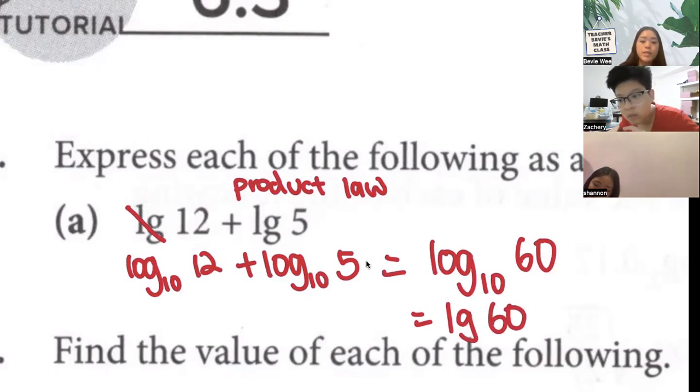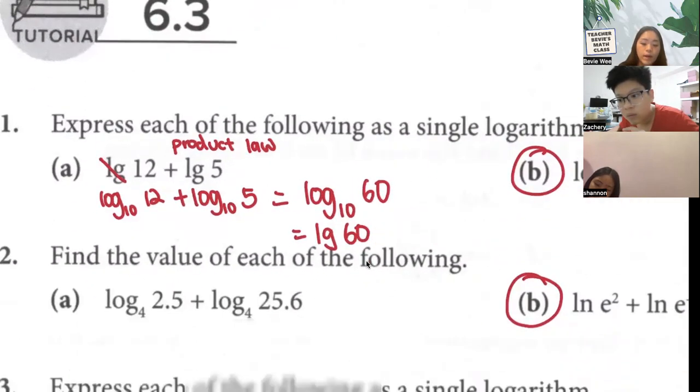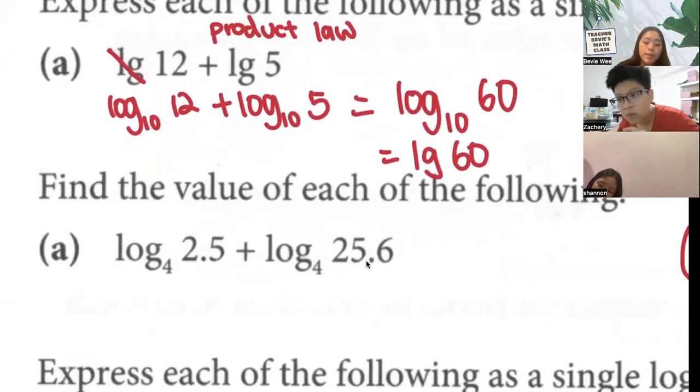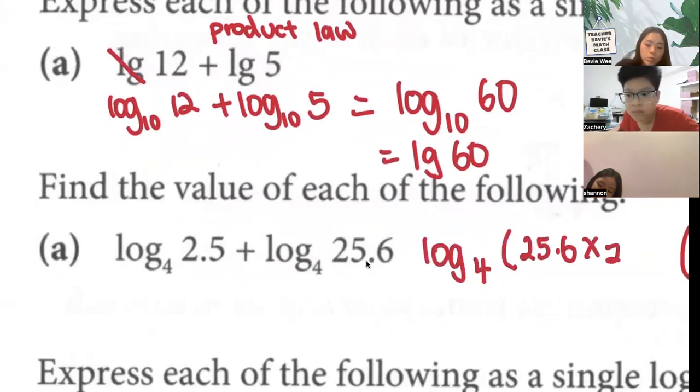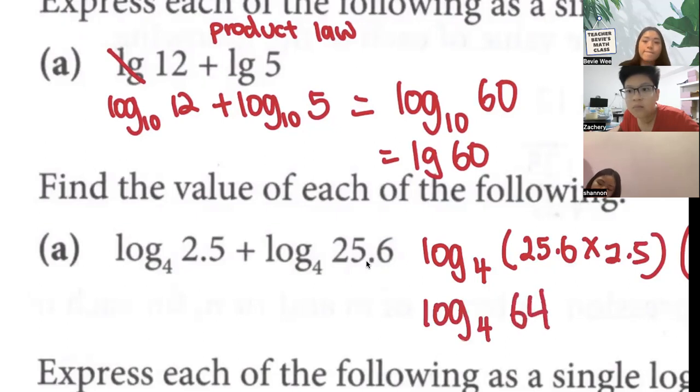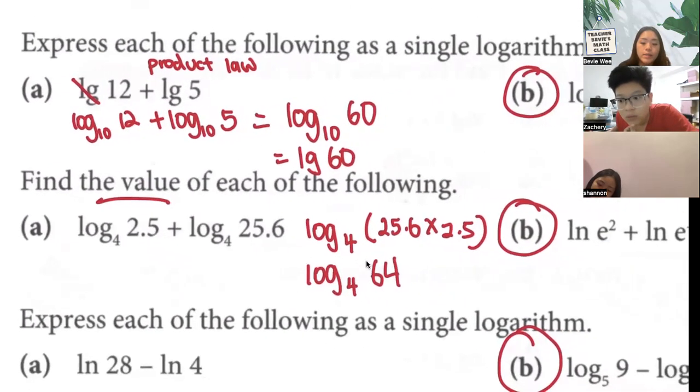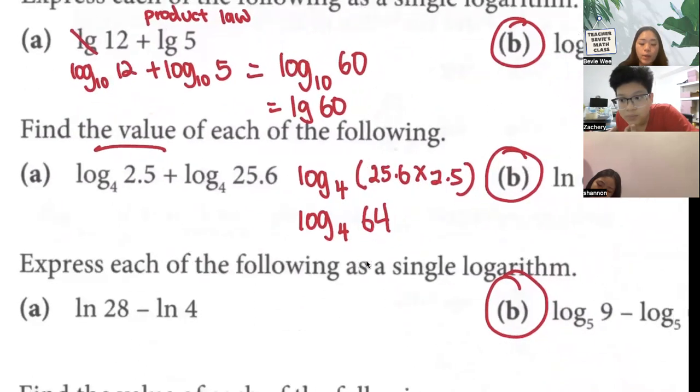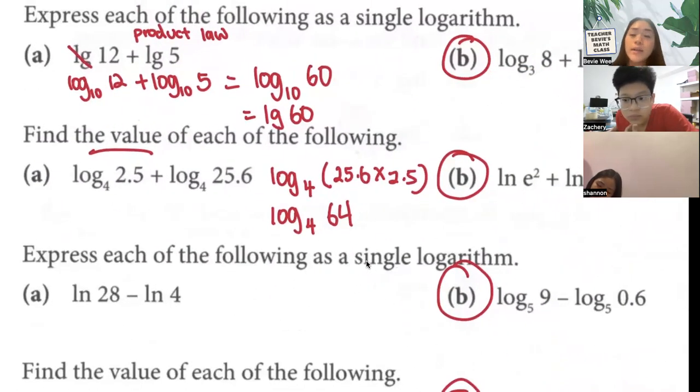Okay, they say just express it in a single logarithmic form. Don't need to evaluate it. That's all. All right, same thing. Your base is the same. So this is log 4, 25.6 times 2.5, which gives me log 4, 64. Oh, they say find the value for this case. Okay, means for part 1, I don't need to solve, right? Question 2, I will need to solve. How? I cannot press calculator, no.